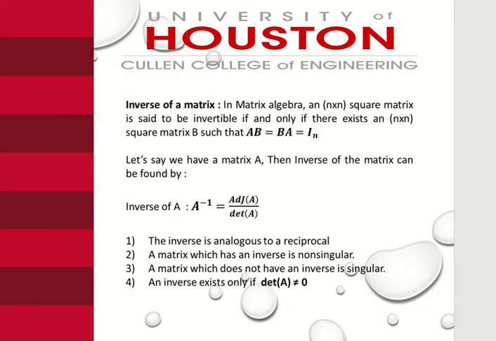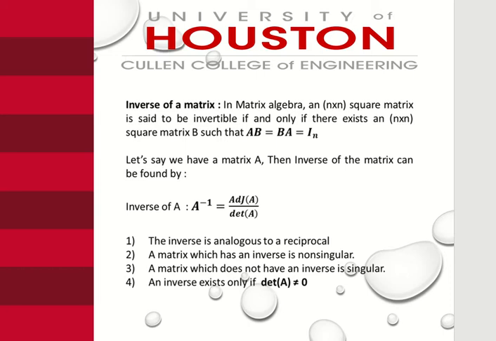Inverse of a matrix. In matrix algebra, an n by n square matrix A is said to be invertible if and only if there exists an n by n square matrix B such that A multiplied by B is equal to B multiplied by A is equal to the identity matrix. Let's say we have a matrix A, then the inverse of matrix A is equal to the adjoint of A divided by the determinant of A. As we have already discussed, the adjoint of a matrix is the transpose of its cofactor matrix, and we have also discussed how to find the determinant of A.